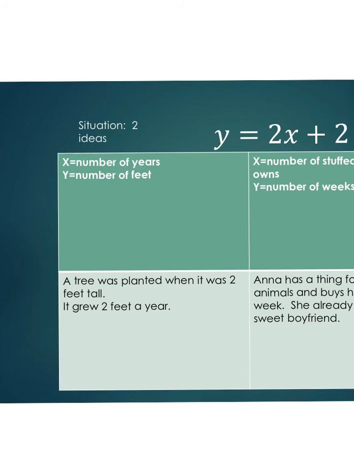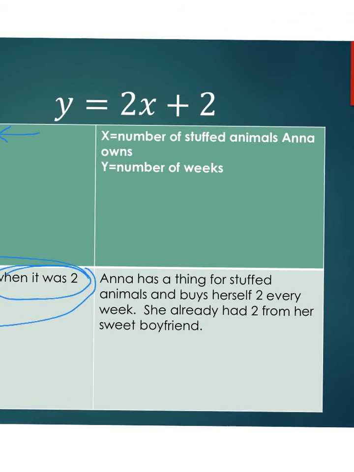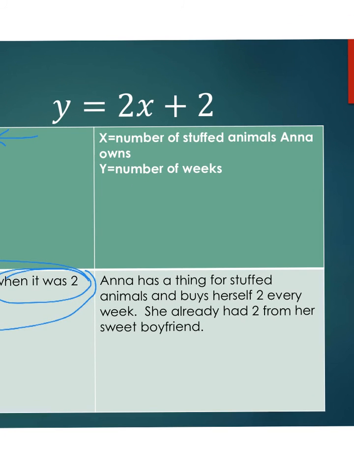One of the things I thought about was, how about a tree that's planted when it was 2 feet tall and it grows 2 feet every year? So in this case, the x stands for the number of years, and y is the number of feet tall it is. The growth is the slope, and the y-intercept is the fact that it was planted at 2 feet. Same exact equation, different situation.